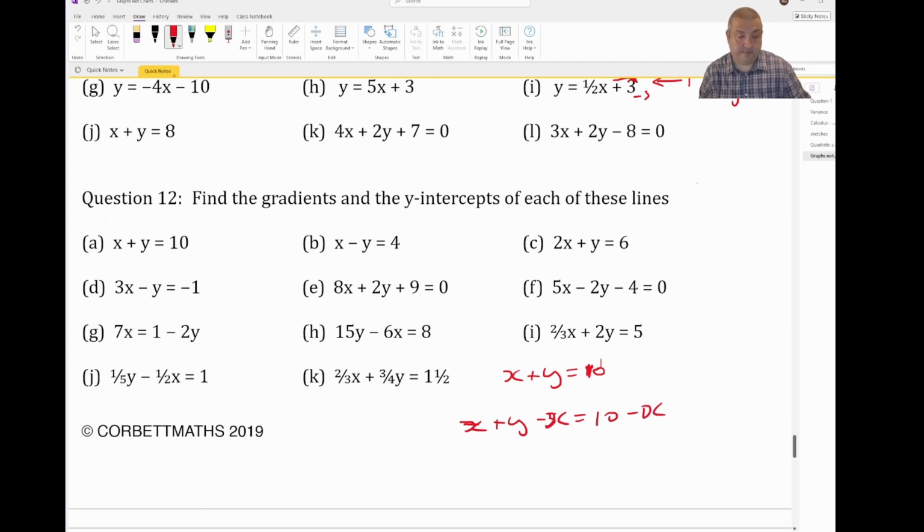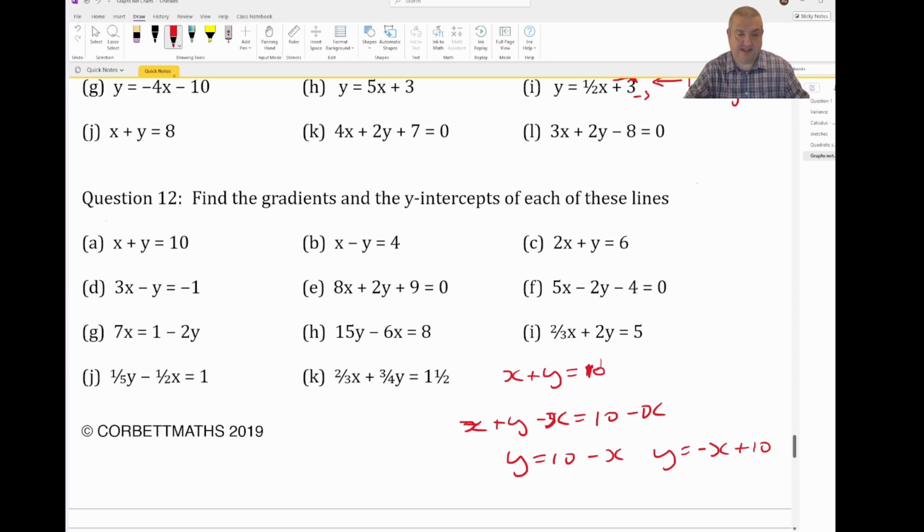x. Well, plus x minus x is 0. So we've got y equals 10 minus x. Now we could leave it like that, or you could write it as y equals minus x plus 10. That puts it in the form of y equals mx plus c. That's the equation of that one.